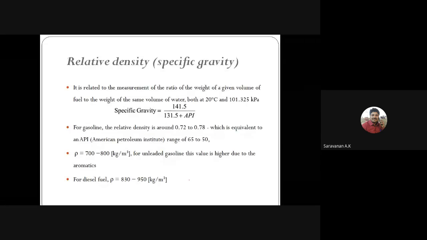So the density of the fluid will be compared with the density of the standard fluid, and the standard fluid is water, right? For water, the density will be 1000 kg per meter cube. This term will be studied in fluid mechanics, thermodynamics, in all subjects. The specific gravity, represented by S, is the density divided by the density of the standard.